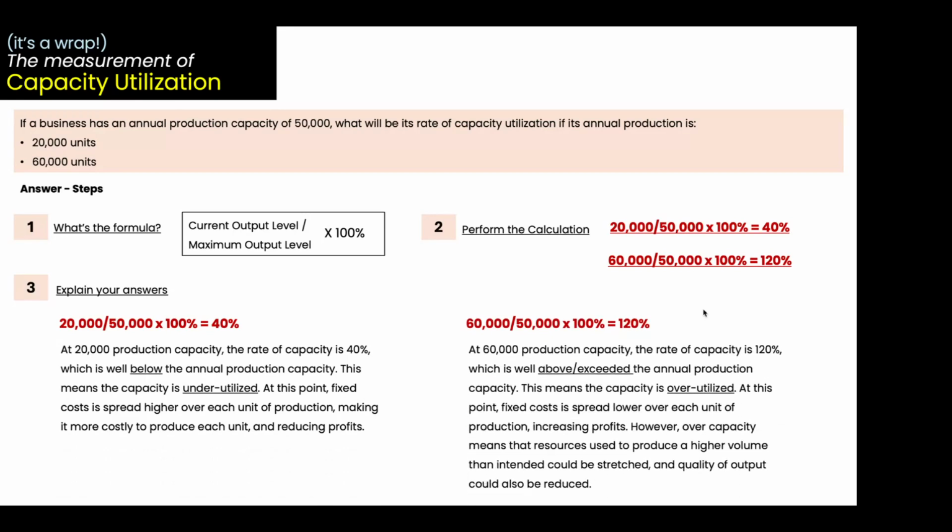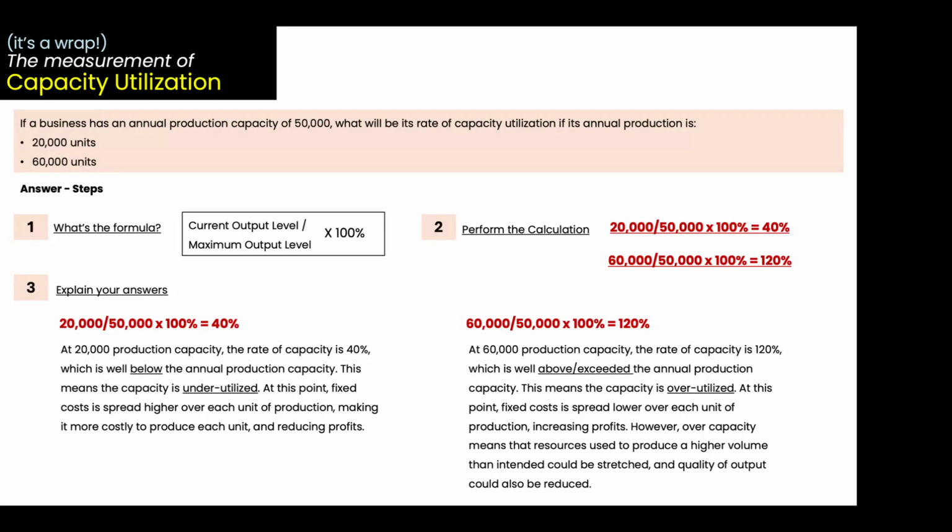Over here, you have 60,000 units, and this means it has exceeded the annual production capacity. And this is also called overutilized. At this point, fixed cost is spread lower over each unit of production, and this will definitely increase profits. However, with overcapacity, the resources used to produce a higher volume than intended could be stretched, and the quality of output could also be reduced.